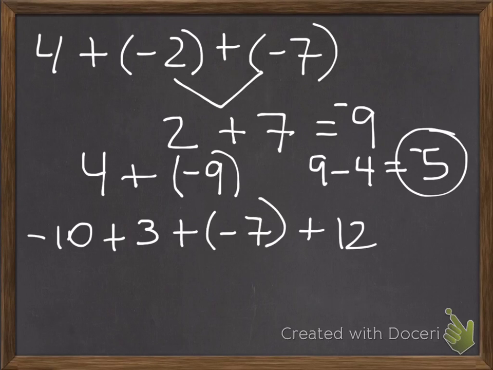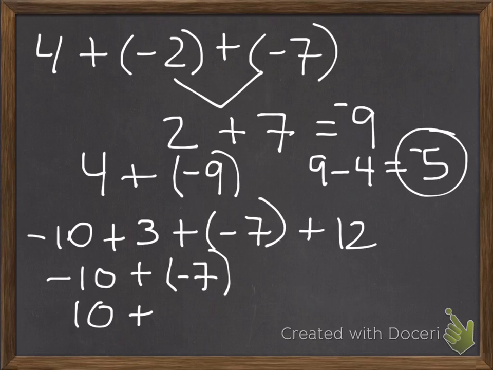And I do the same thing with the next one. I would group the 2 positives and the 2 negatives together, since they have similar rules. So negative 10 plus negative 7, we could do first. We take the absolute values, add them together, and take the same sign. So I have negative 17 now.